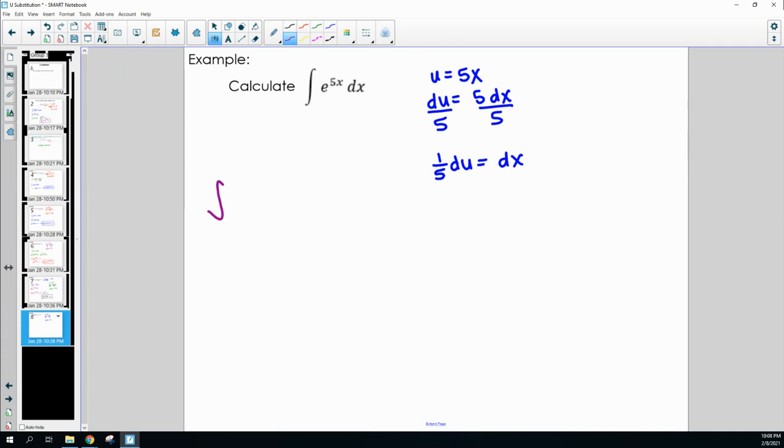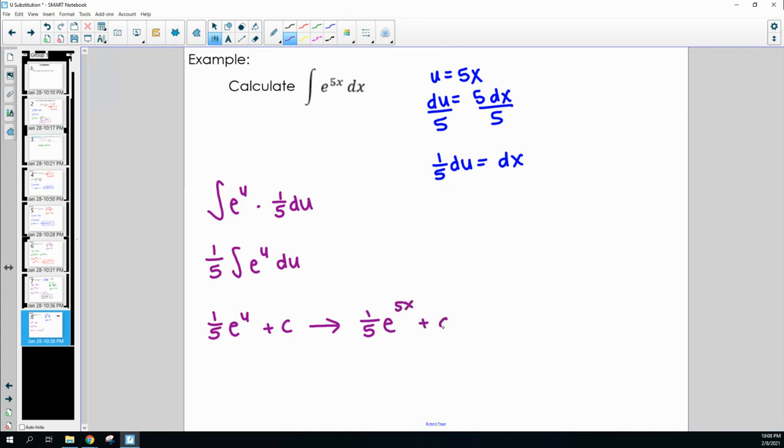So now we have the integral of e to the u times 1/5 du. So I'll pull out that 1/5, and I have the integral of e to the u du. The antiderivative of e to the u is just going to be e to the u plus c. And then we want to just plug in our u, which is 5x, plus c. Okay, so this is, I guess, the real mathematical way of doing this.